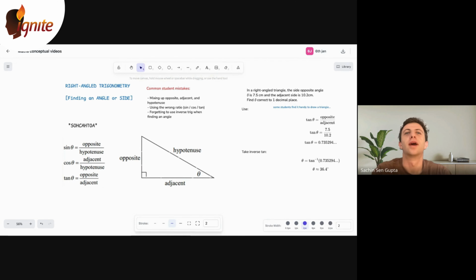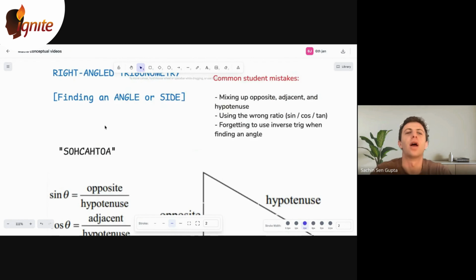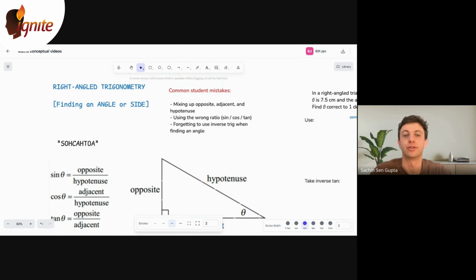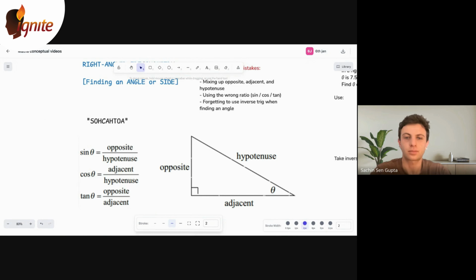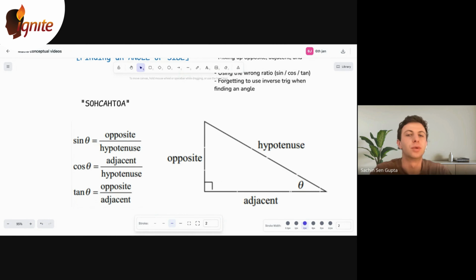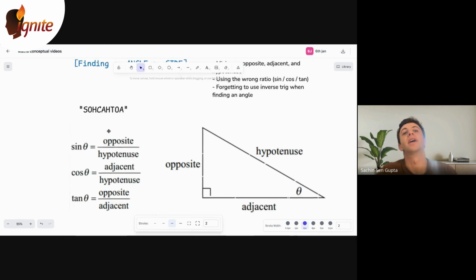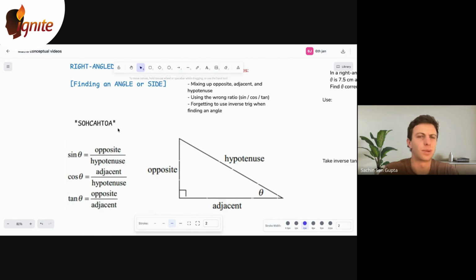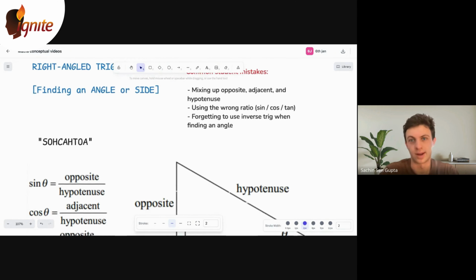Hey guys, today we're going to be looking at right angled trigonometry in the context of year 10 maths. Specifically, finding an angle or a side of a right angled triangle using some of the trigonometric ratios. Here I've got all you'll need to really remember in terms of the base theory, and a couple of tips that you've probably heard before that are important to reiterate.